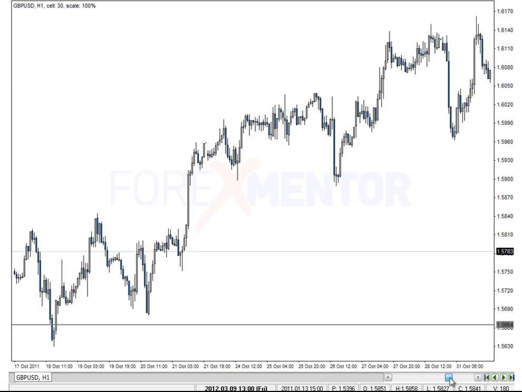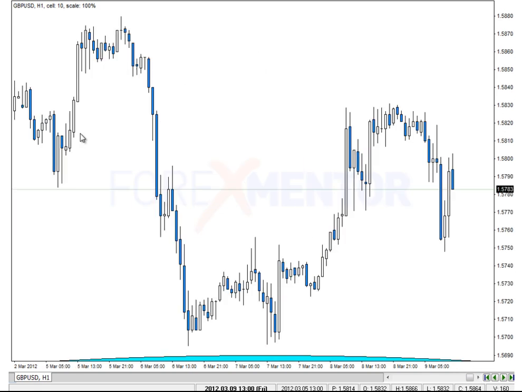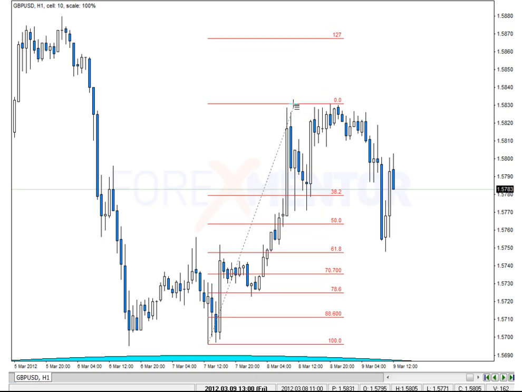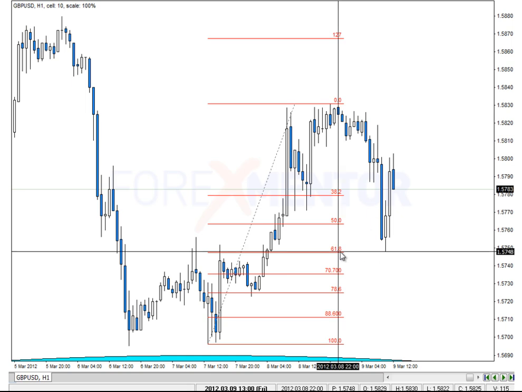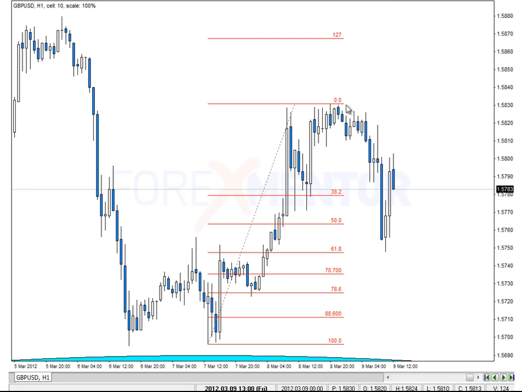So if we have a look at the hourly chart, you can see price rallies and then it starts to retrace. So if we have a look at this right here, we draw our fibs in from the very low up to this high. See how price rallies, it then starts to retrace and it comes down and finds support at the 62% retracement. Now, as with the butterfly, we're also looking for very specific retracements. So I'm looking for a 62% retracement for the crab pattern.